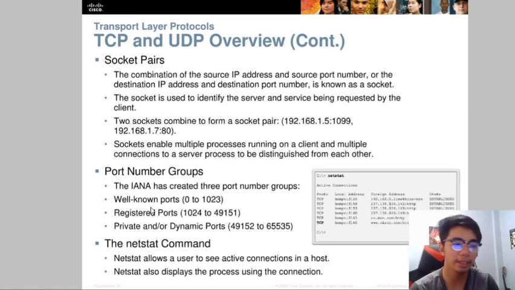Then the private and dynamic ports, 49152 to 65535, are the private or dynamic ports. Then the netstat command allows the user to see the active connections in a host, as you can see in here. And netstat also displays the process using the connection.